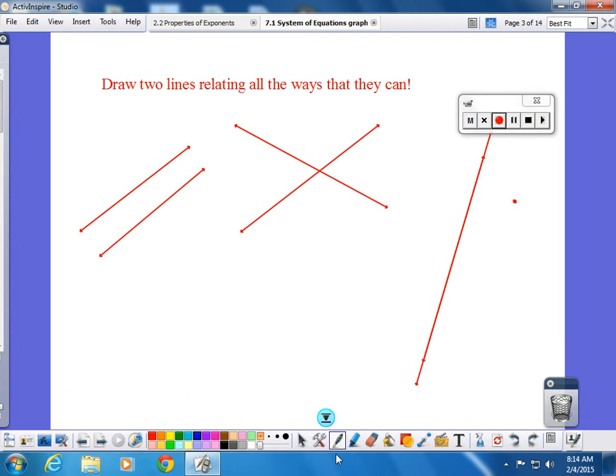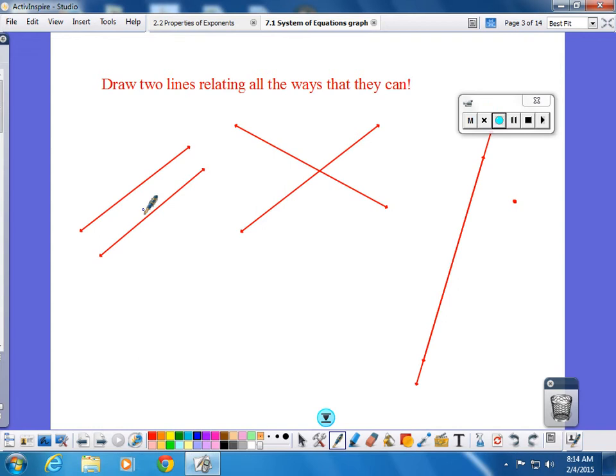Alright, so let's talk about their slopes. You're going to say either the word same or the word different. These two lines are parallel, so their slopes are the same. We know that by definition of parallel lines. These lines intersect each other. They could be perpendicular or not, but their slopes will always be different. Like in this case, this one's positive and that one's negative, right?